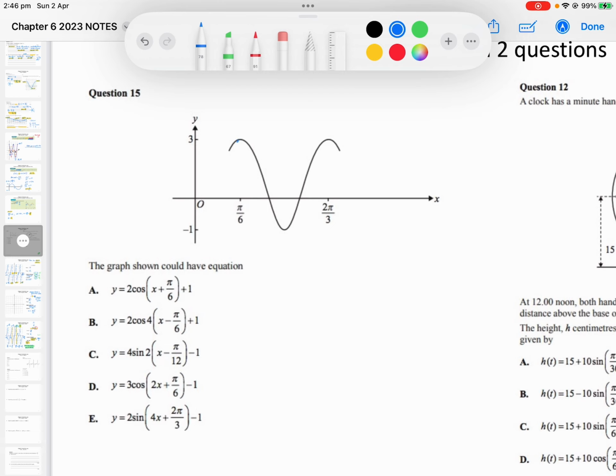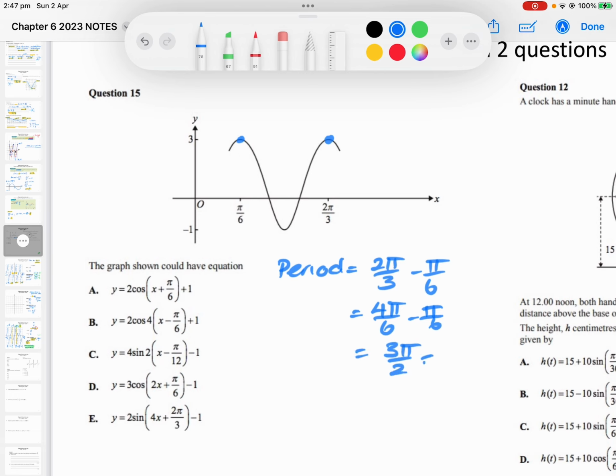So I'm going to go from here to here is one whole period. So the period is the difference between 2 pi on 3 and pi on 6. So that's 4 pi on 6, which is 3 pi on 6, which is pi on 2. So the period is pi on 2.